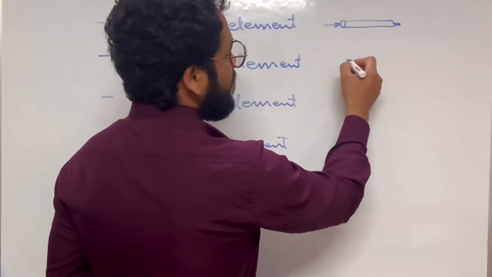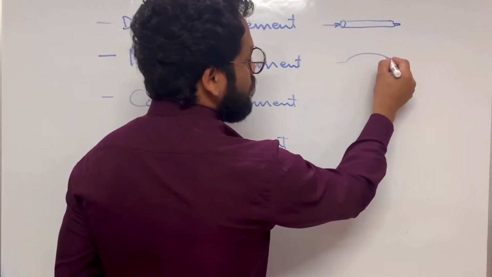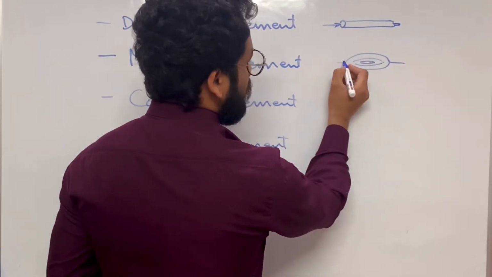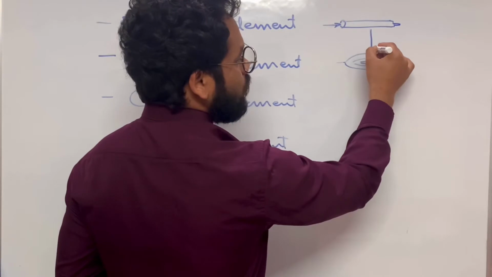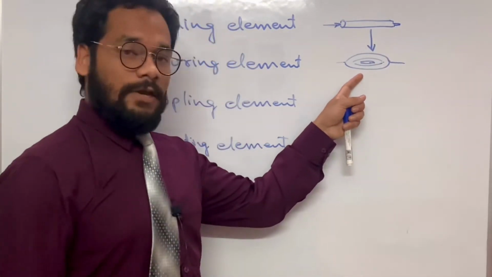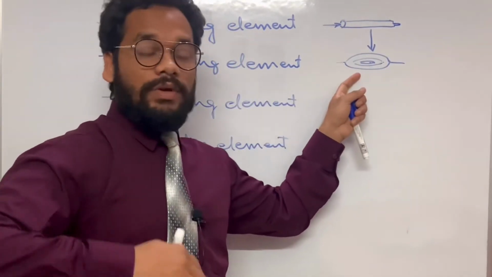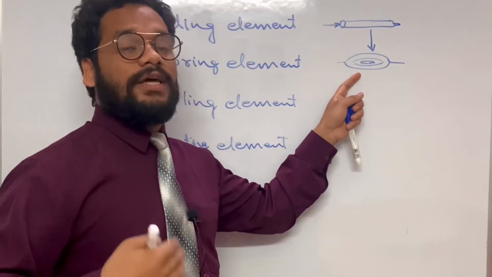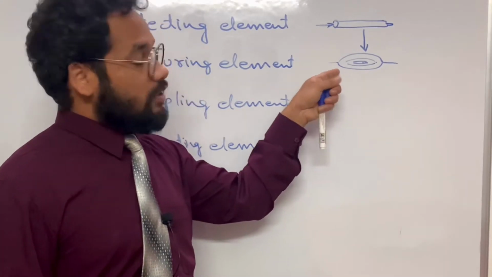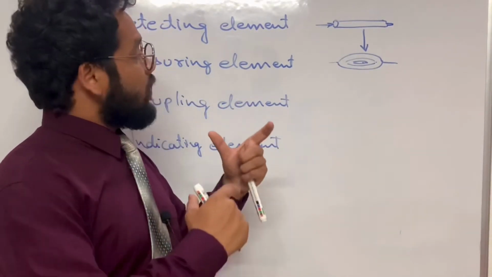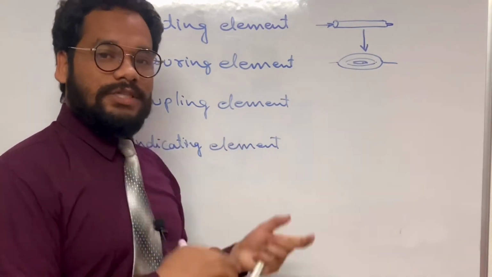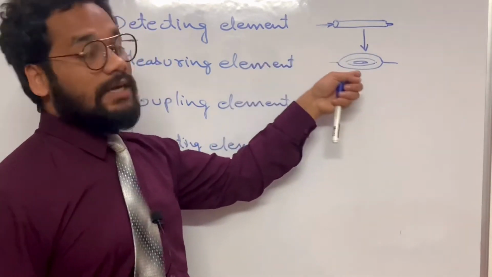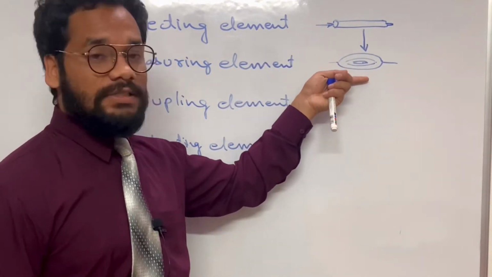The measuring element can be a capsule. From here the signal goes to the capsule. We'll discuss various types of measuring elements, like the capsule, Bourdon tube and others, in my other session. As of now we'll just focus on the different types of elements present within an instrument. So from the detecting element the signal goes to the measuring element. Let's say the measuring element is a capsule.